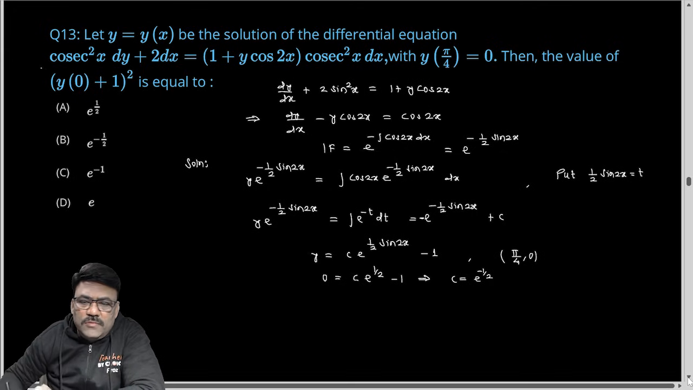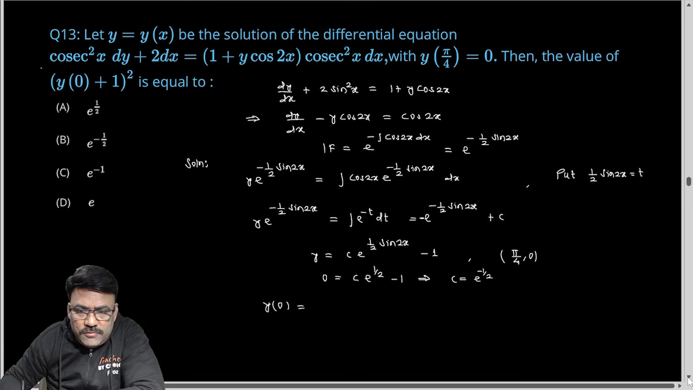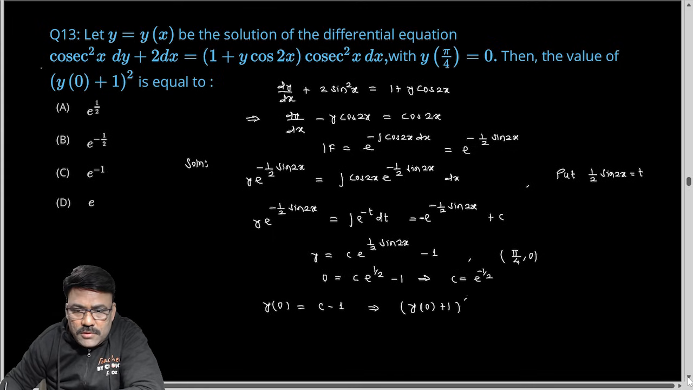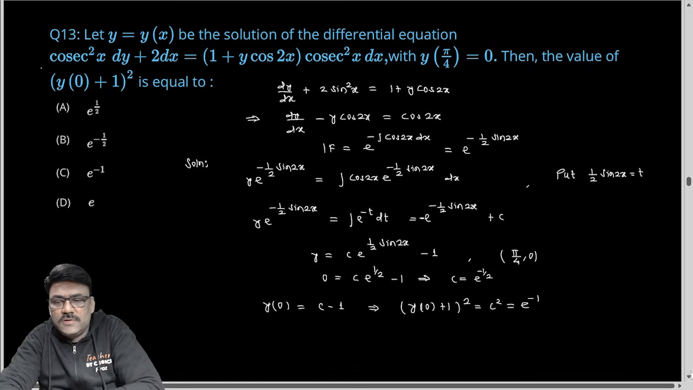Now what they are asking is y(0). So if I put x = 0, y(0) will be c minus 1. Just put x is equal to 0, so y will be c minus 1. So (y(0) plus 1) whole square will be c square. And c square is obviously e raised to minus 1. Means option C is the correct option here.